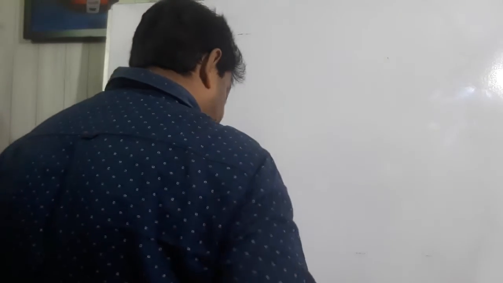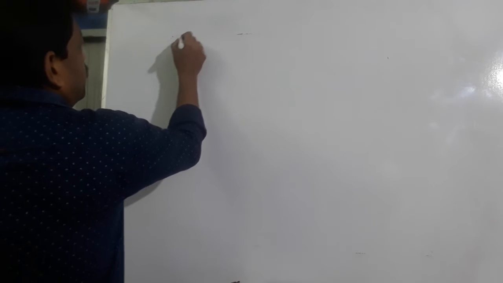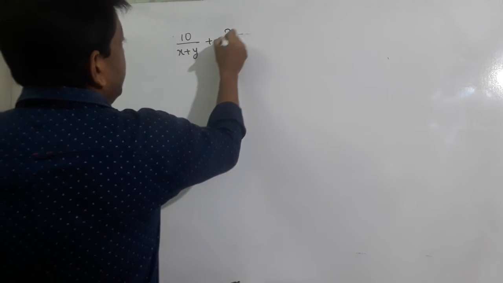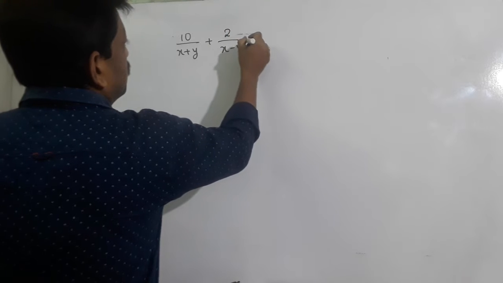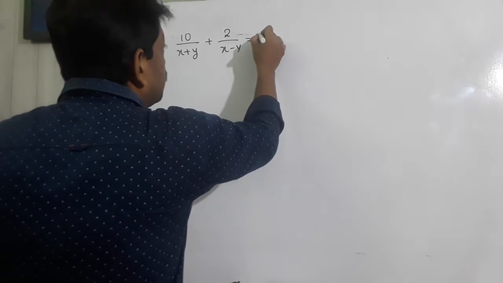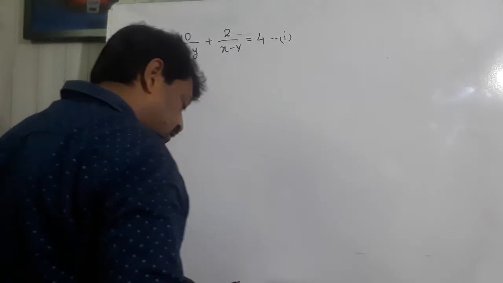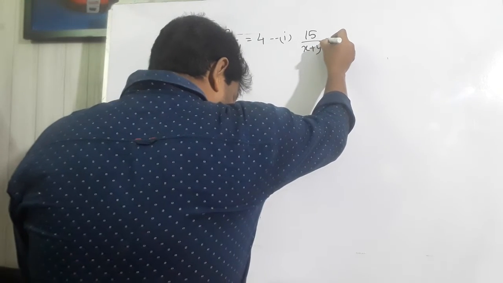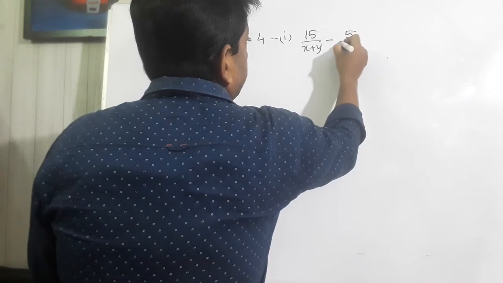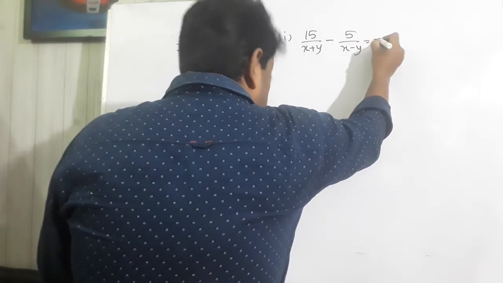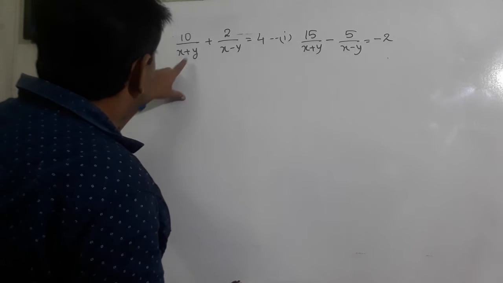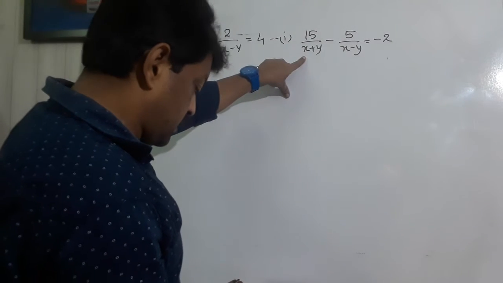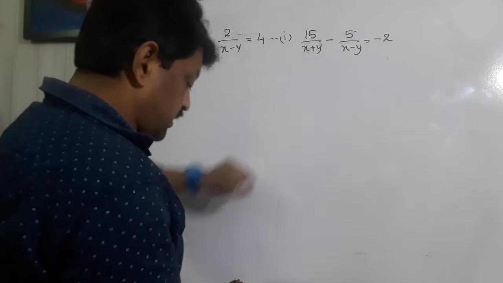Next equation is 10 upon x plus y plus 2 upon x minus y is equals to 4. This is equation number 1, and 15 upon x plus y minus 5 upon x minus y is equals to minus 2. So 10 upon x plus y plus 2 upon x minus y equals to 4, and 15 upon x plus y minus 5 upon x minus y equals to minus 2.